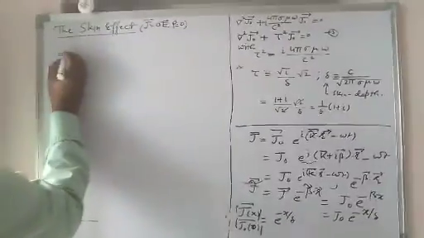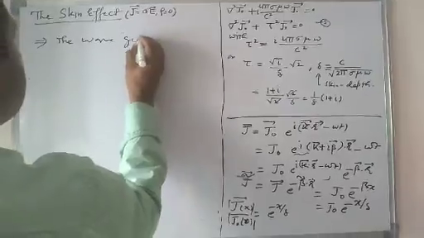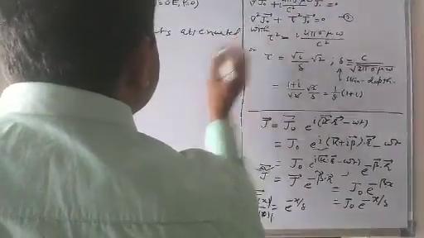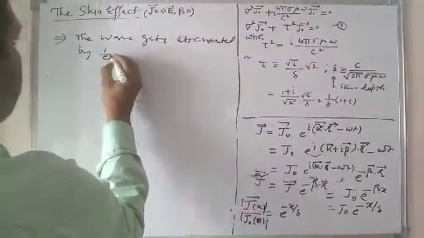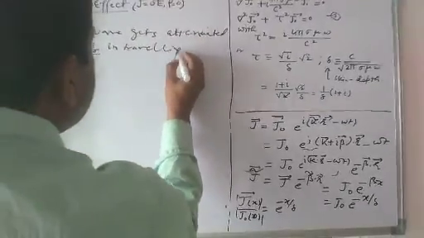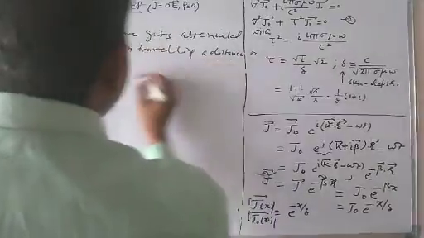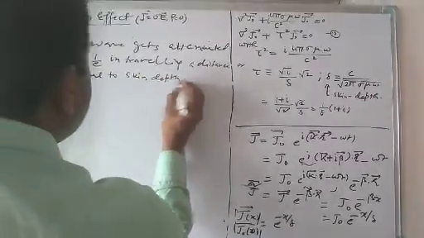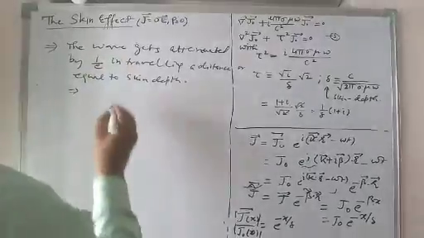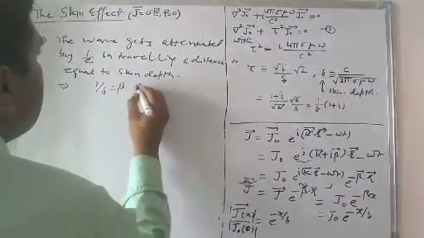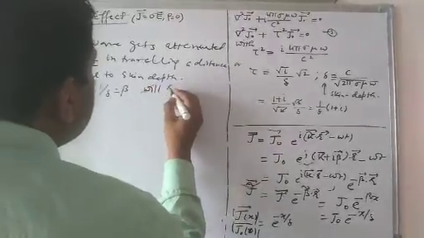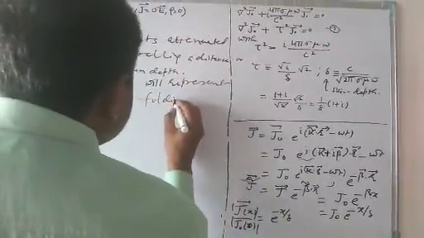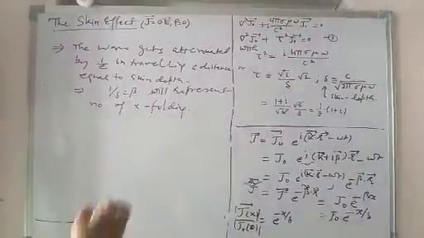So this means the wave gets attenuated by 1 over e in traveling a distance equal to the skin depth, and this means the inverse of delta, which is beta, will represent the number of e-foldings. That means how many times we have got these factors of e.